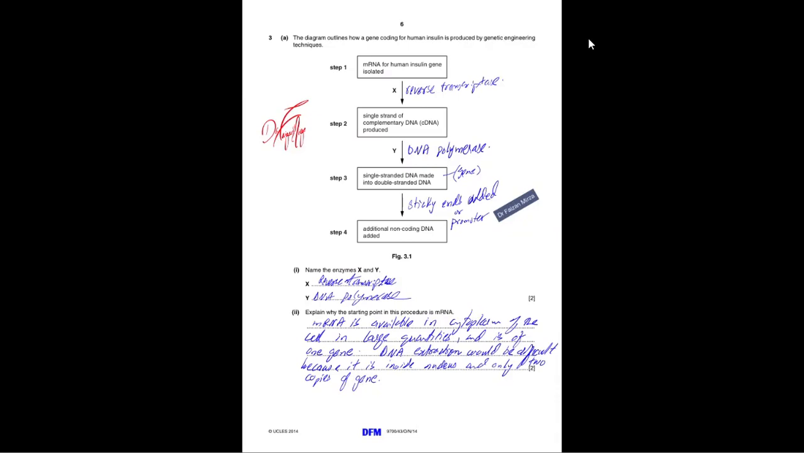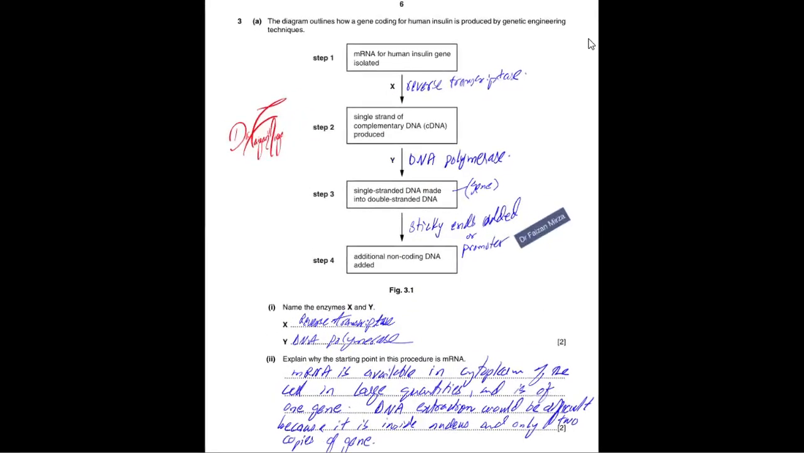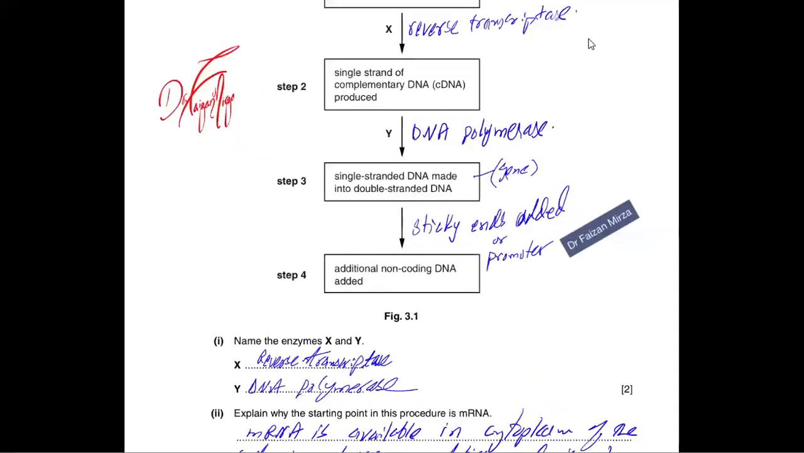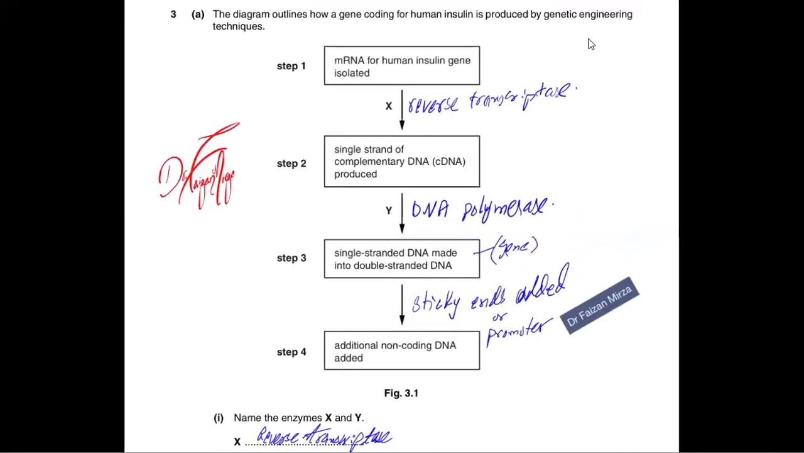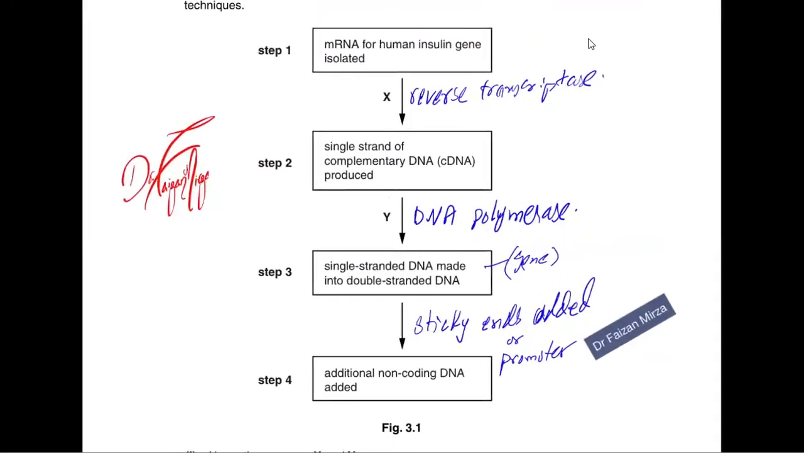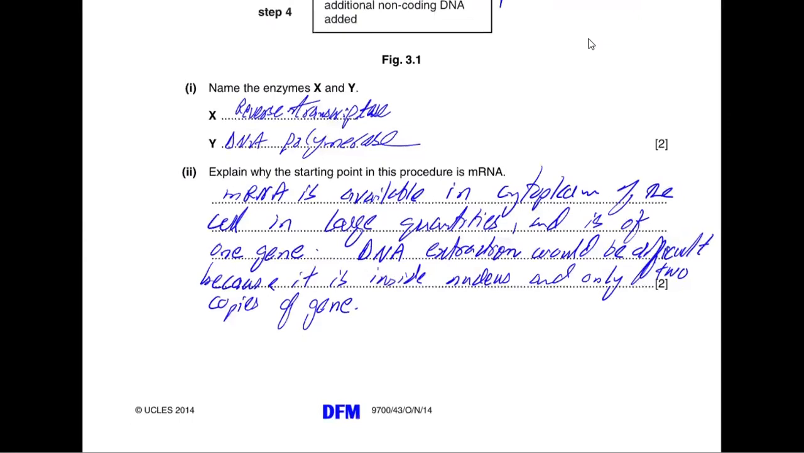Faizan Mirza. In this video, I'm trying to cover some P4 questions regarding gene technology and chapter 8 for A2 biology. I've taken three or four questions here that I want to discuss. Let's start with the first question.